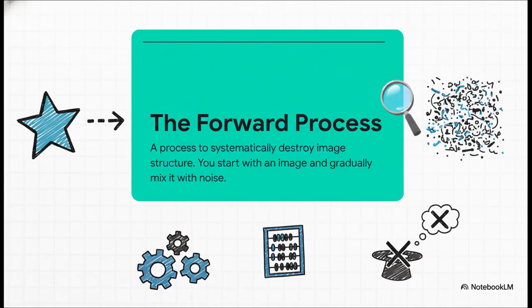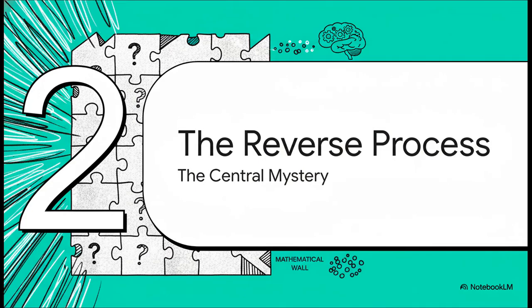Now, the key thing to get here is that this is a totally known process. It's a one-way street, and we have the exact map. There's no AI, no learning, no guesswork involved. It's just a predictable mathematical formula for taking an image apart. Simple enough, right? But that brings us to the real challenge. If adding noise is so easy, why can't we just do it in reverse?